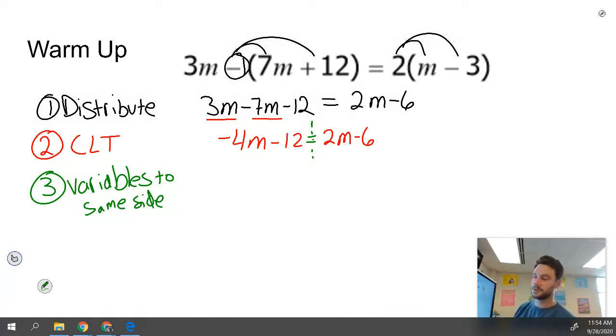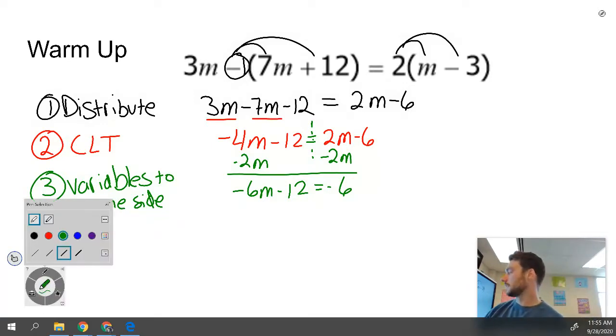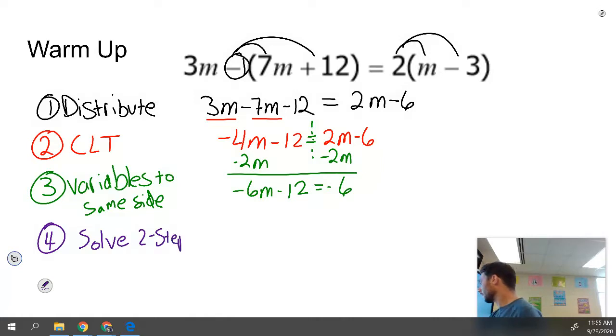I like to move my variables to the left. You could just as easily add 4m to both sides, but I'm going to subtract 2m to both sides. -4 minus 2 is -6. -12 is equal to -6. Cool. And then the last step, step 4, I just call it solve a two-step. If you do all those other steps, you should be down to a two-step equation.